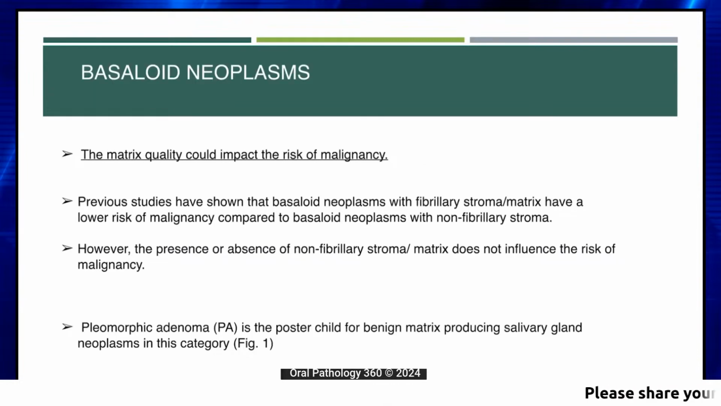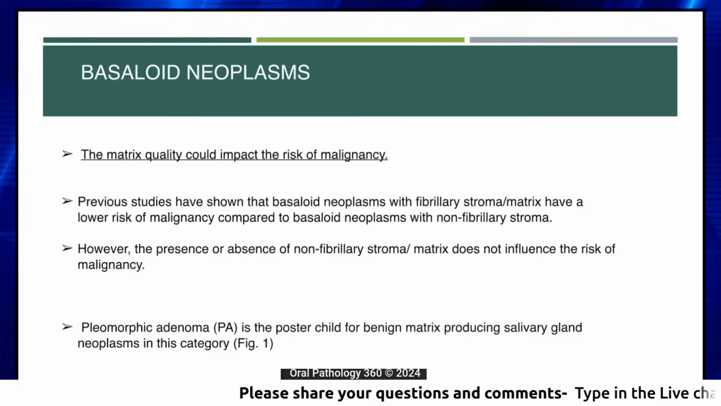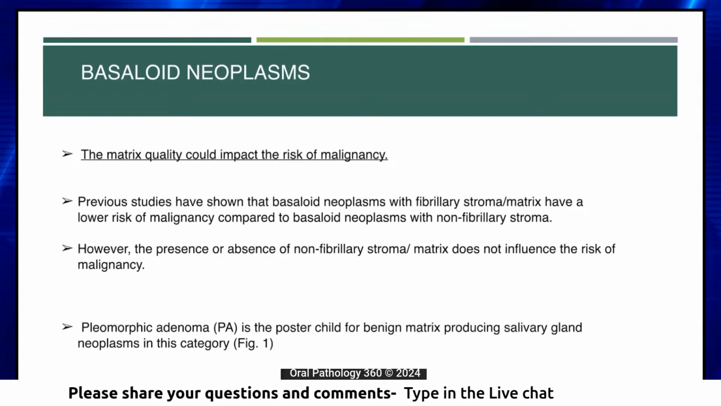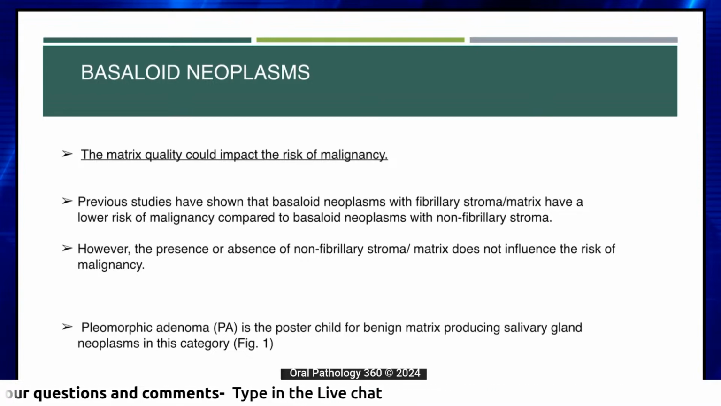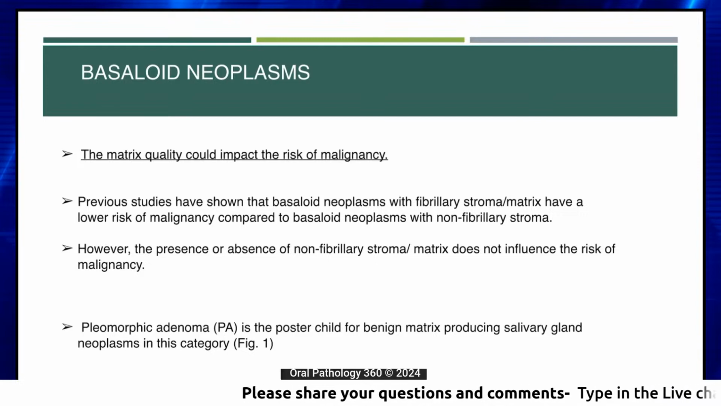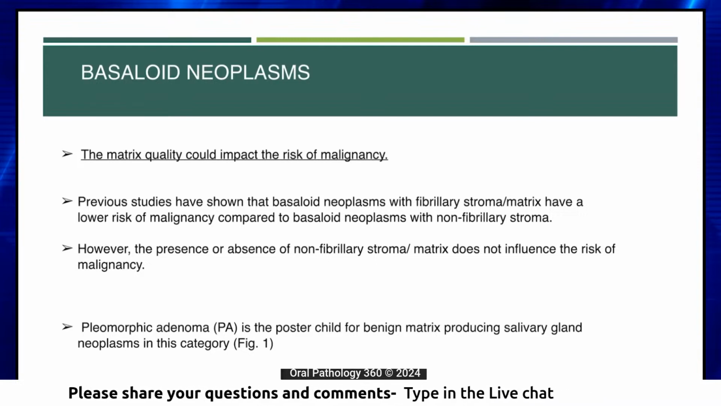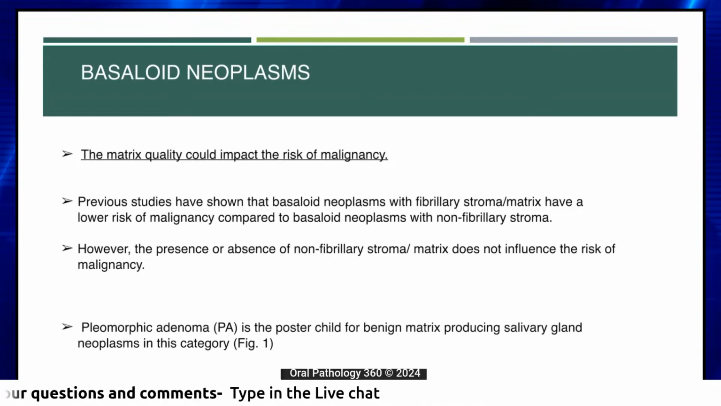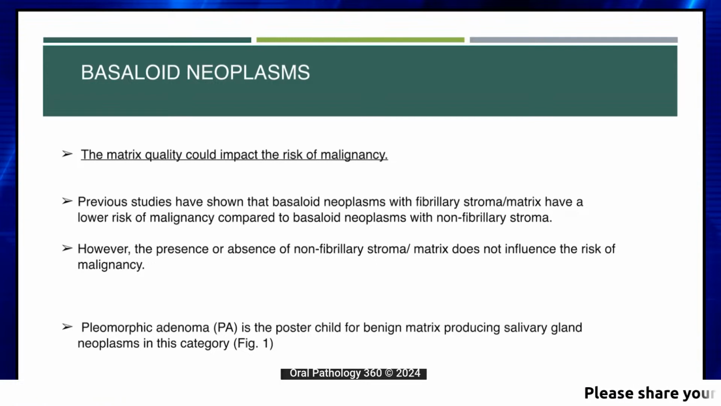The quality of the matrix can impact the risk of malignancy in basaloid neoplasms. Previous studies indicated that basaloid neoplasms with fibrillary stroma or matrix have a low risk of malignancy compared to those with non-fibrillary stroma. However, the presence or absence of non-fibrillary stroma or matrix doesn't influence the risk of malignancy. Pleomorphic adenoma, a benign mixed tumor, serves as an example of benign matrix producing salivary gland neoplasms.